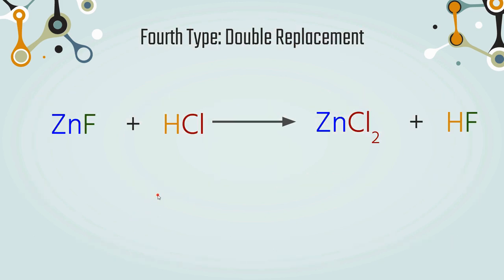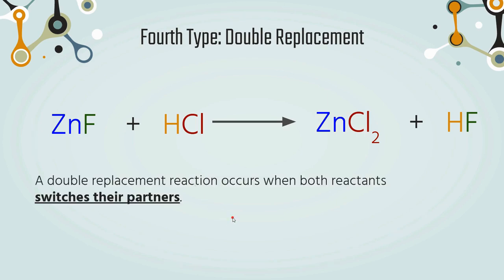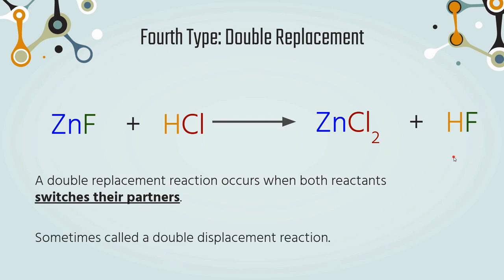Our last type, it's like single replacement, but a little more difficult. It's called double replacement. In double replacement, the reaction occurs when both reactants switch their partners. It's a little hard to see in this letter format, but what we can see is that the zinc, Zn, is staying where it is, and the H is staying where it is. The Cl and the F are trading partners. When we go to the right, instead of ZnF, we have ZnCl, and instead of HCl, we have HF. They switched their partners. And just like single replacement, you can sometimes call this a double displacement reaction.